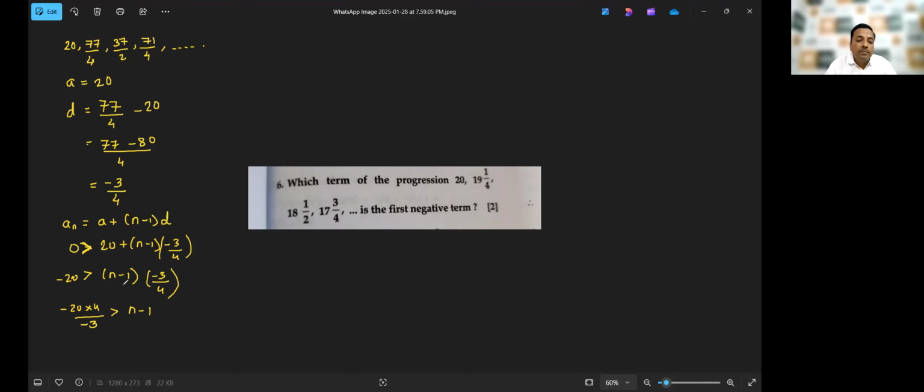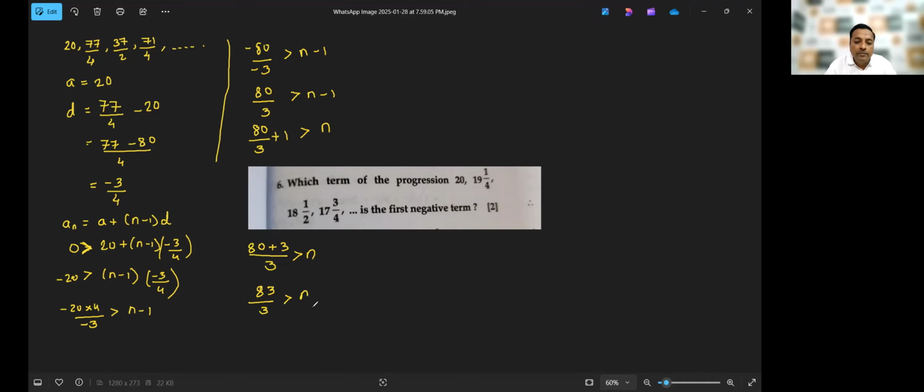So minus minus becomes plus. So your answer will be minus 80 upon minus 3. That is n minus 1. Both minus, numerator and denominator, become plus. 80 divided by 3, n minus 1. So 1 shifts to that side. 80 divided by 3 plus 1. That is n. So do the LCM. 80, 3 goes upside, plus 3 upon 3. That is n. So this becomes 83 divided by 3, less than n.